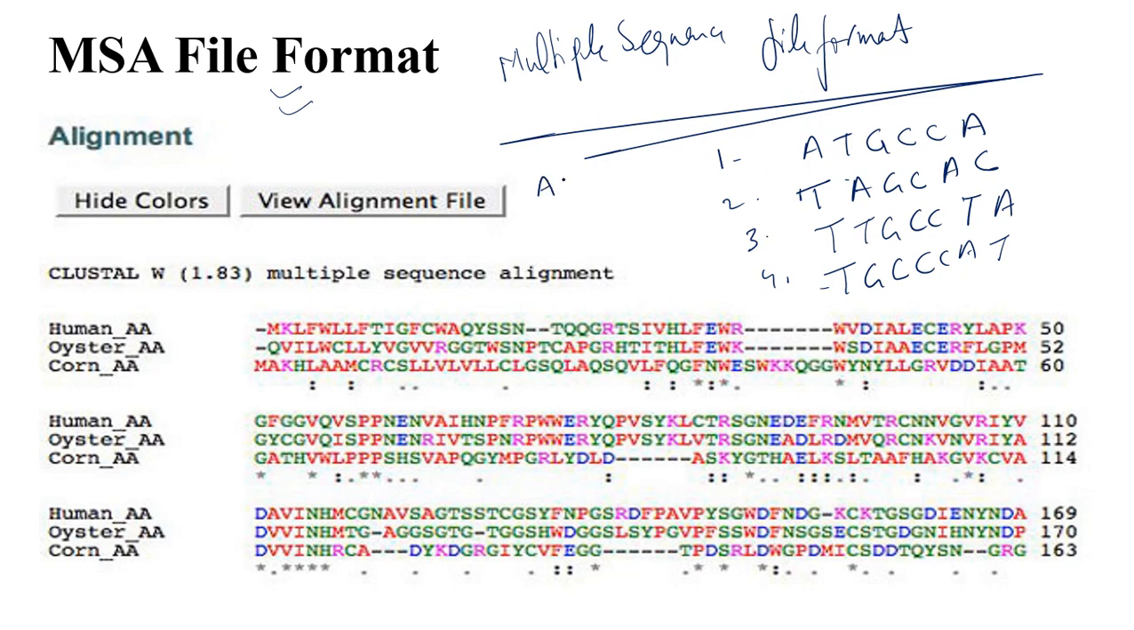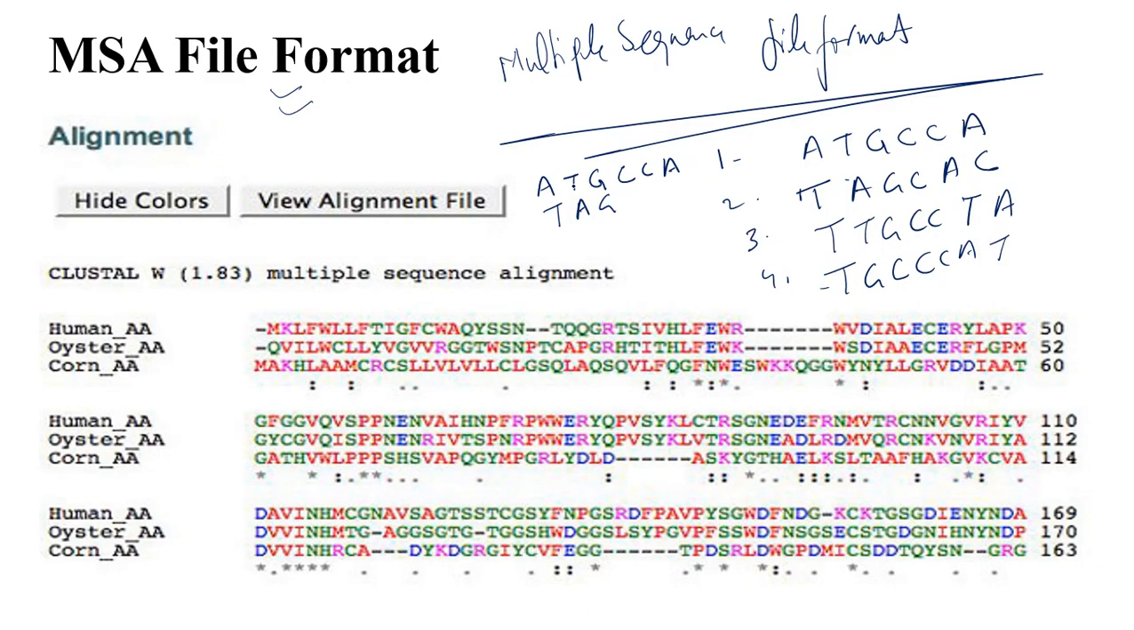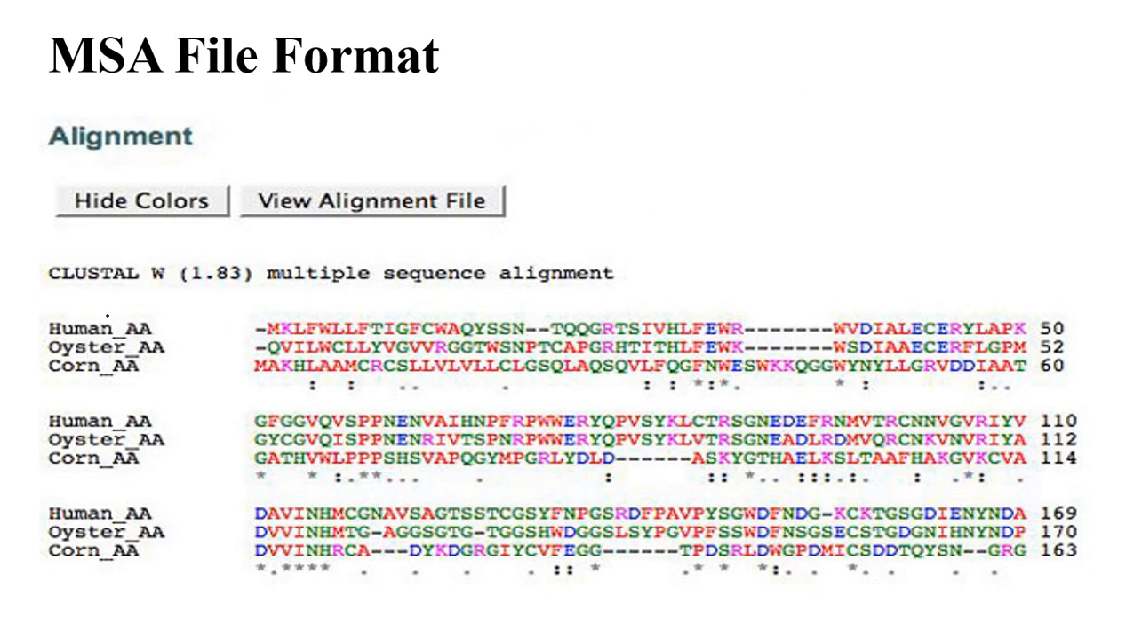So if it is A T G C C A, now it is T A, sorry, there are multiple ways to arrange them. It is not just simply one way; I can write T A G C, one gap, C G C A C. Okay, T T G C C T A. We can make one gap here also. So likewise we can go for multiple sequence alignment.